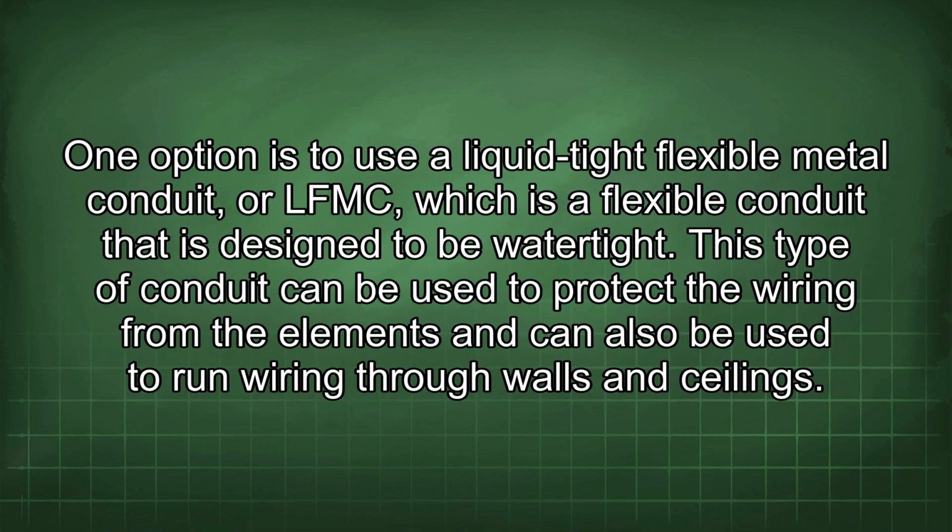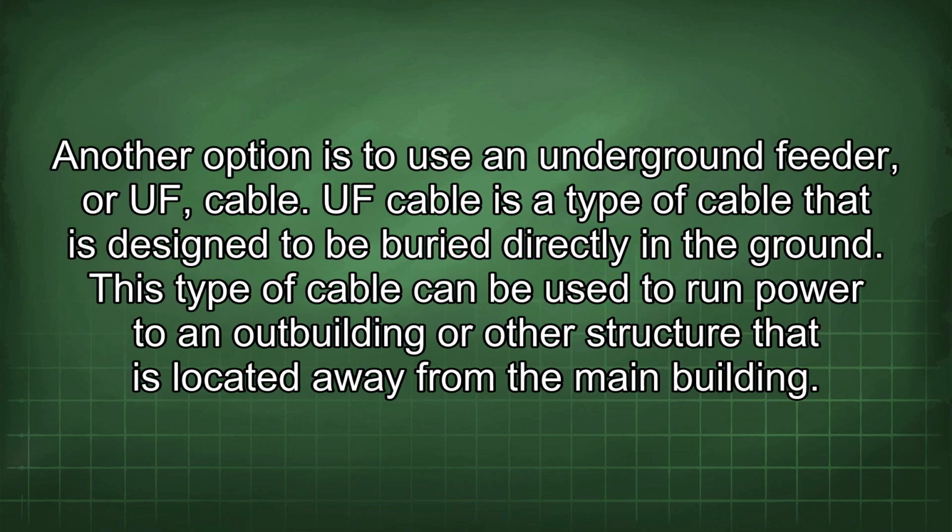One option is to use a liquid-tight flexible metal conduit, or LFMC, which is a flexible conduit that is designed to be watertight. This type of conduit can be used to protect the wiring from the elements and can also be used to run wiring through walls and ceilings. Another option is to use an underground feeder, or UF cable. UF cable is a type of cable that is designed to be buried directly in the ground. This type of cable can be used to run power to an outbuilding or other structure that is located away from the main building.